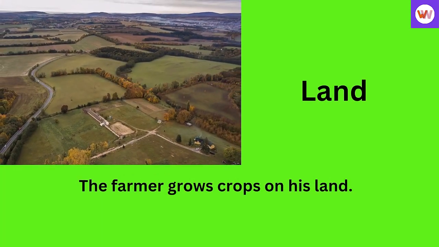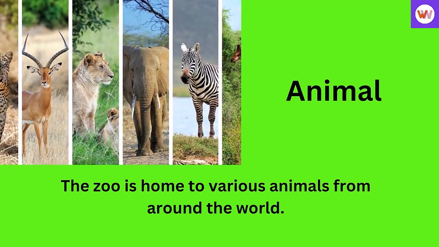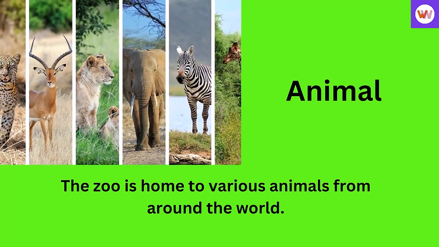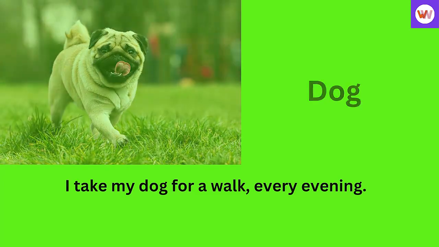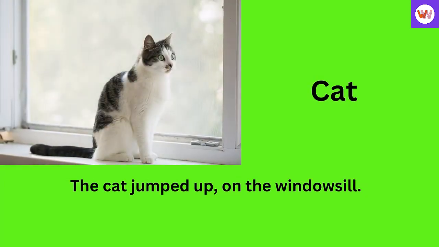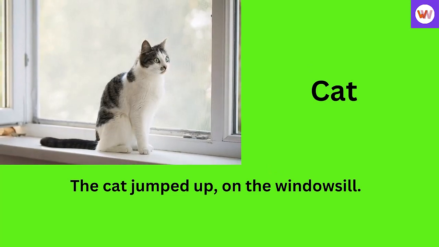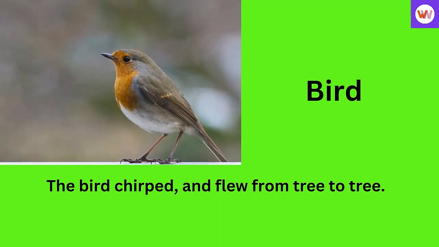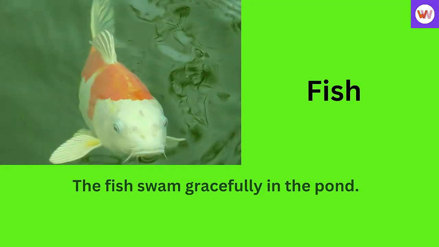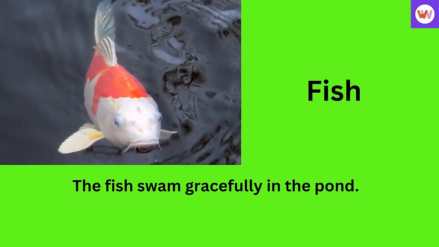Land. The farmer grows crops on his land. Animal. The zoo is home to various animals from around the world. Dog. I take my dog for a walk every evening. Cat. The cat jumped up on the windowsill. Bird. The bird chirped and flew from tree to tree. Fish. The fish swam gracefully in the pond.